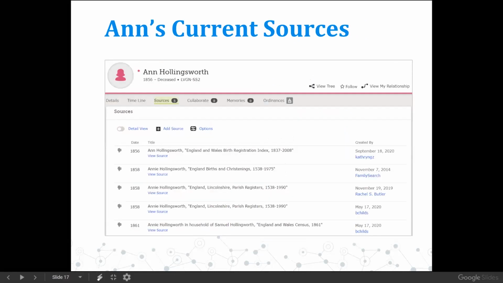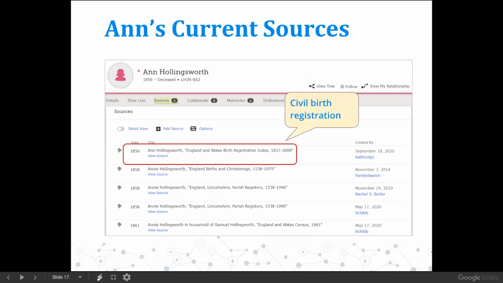Part of looking at what we already know is to review the sources. So this is a screenshot of what was on Ann's source page when I started this project. And you notice the first thing there is her civil birth registration. So, and I think I forgot to say this, civil registration is basically the reporting of a birth, marriage, or death to a government authority. So in England, you had to report births, marriages, and deaths from July 1837 onward. There actually are penalties for not complying with that law. So that was a strong motivation for people to comply with civil registration.